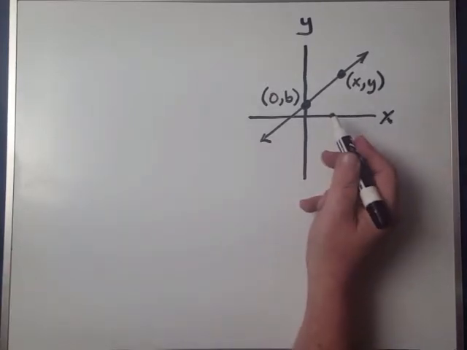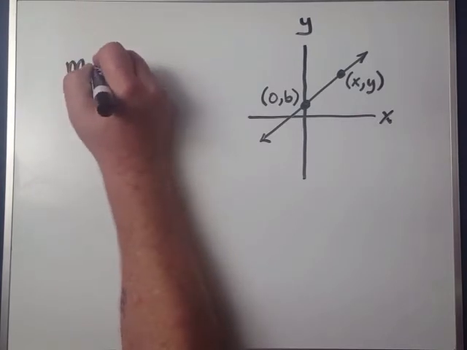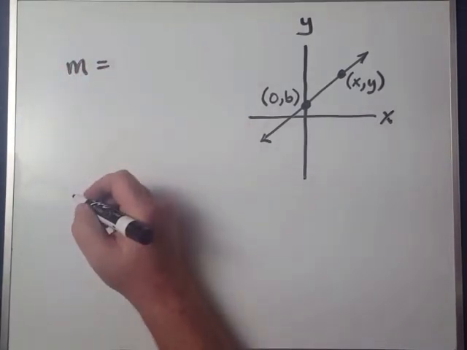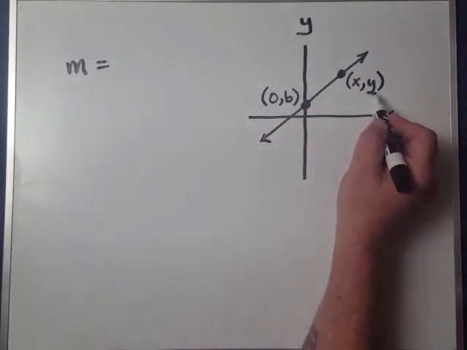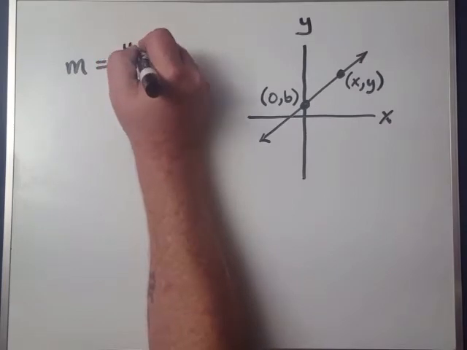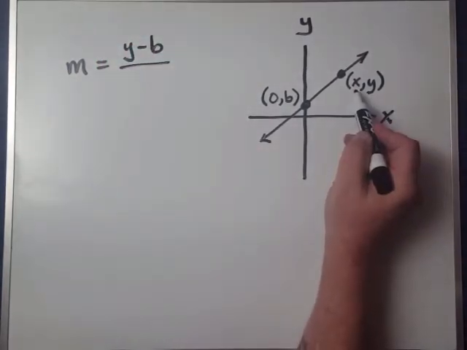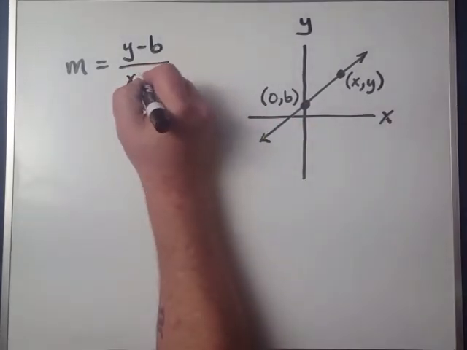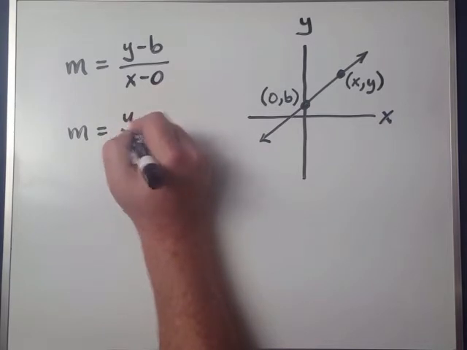Let's find the slope of this line. The slope is the difference in the y's over the difference in the x's. The difference in the y's, y minus b, over the difference in the x's, x minus 0. Of course, x minus 0 is just x.